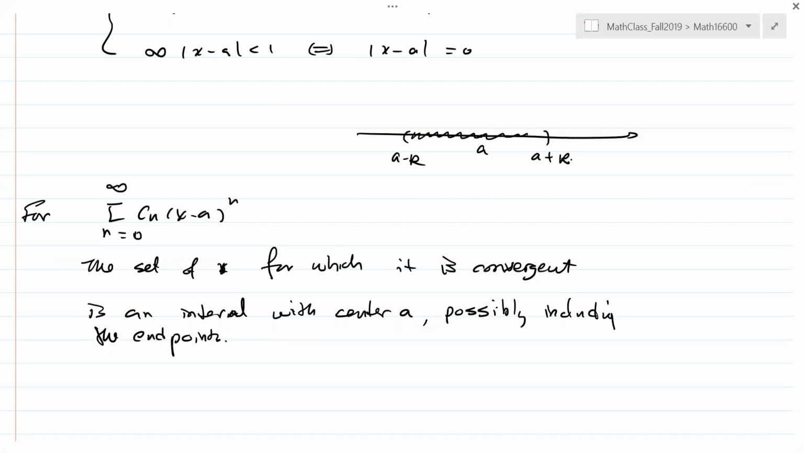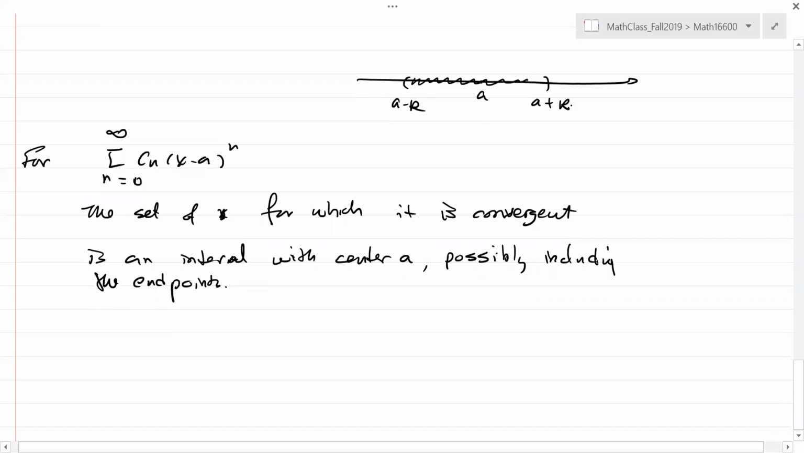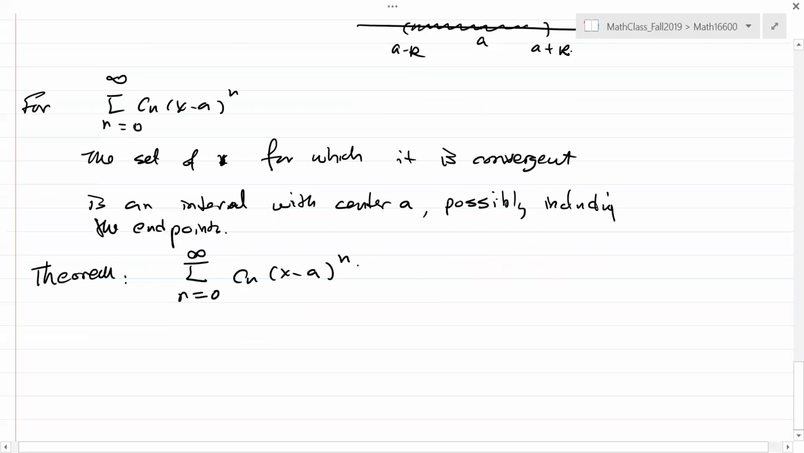This is what I want to say, that this is actually true for arbitrary power series. It's not necessary for the Cn to have a limit from the ratio test. So this is true in general. Okay, so we have the following theorem. For an arbitrary power series, there's a number, which we call r, the radius.